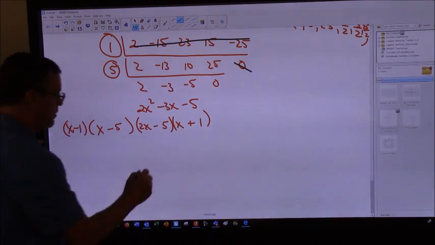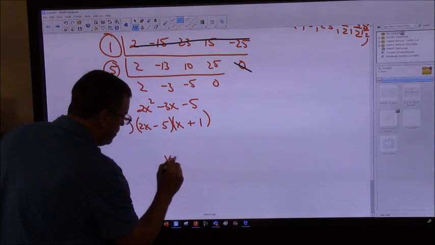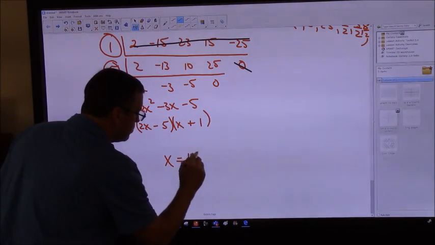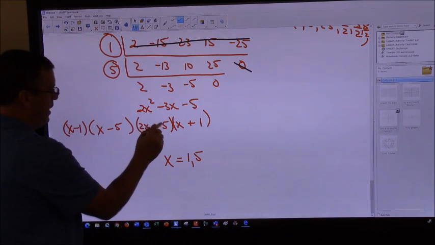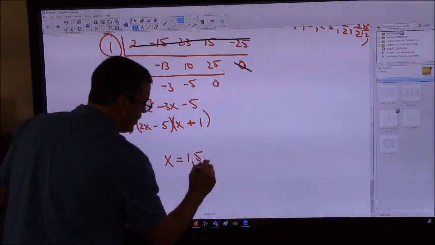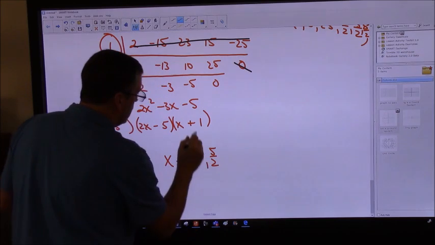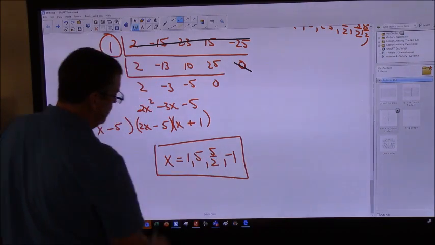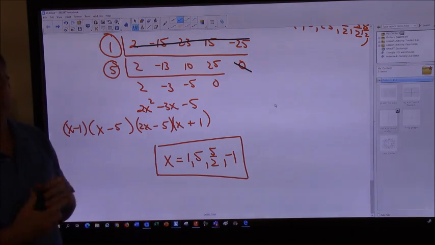So now my solutions are x equals 1, 5, positive 5 over 2, there's my fraction, and negative 1. There's my 4 solutions.